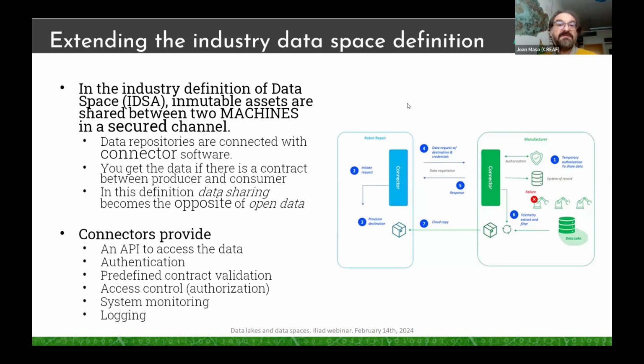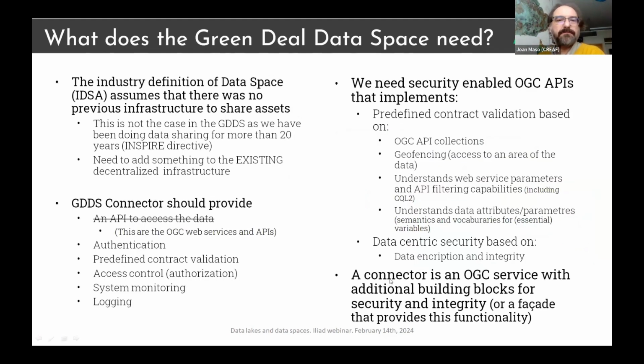This becomes something different from open data. It's called equally data sharing, but it's kind of a pipe data sharing. The connectors, these kind of mysterious boxes, do many things. They provide API access to the data. They provide authentication. They provide content validation. They provide access control. They provide system monitoring and logging. So sorry for too much text. This is kind of a reflection that I've come up with recently.